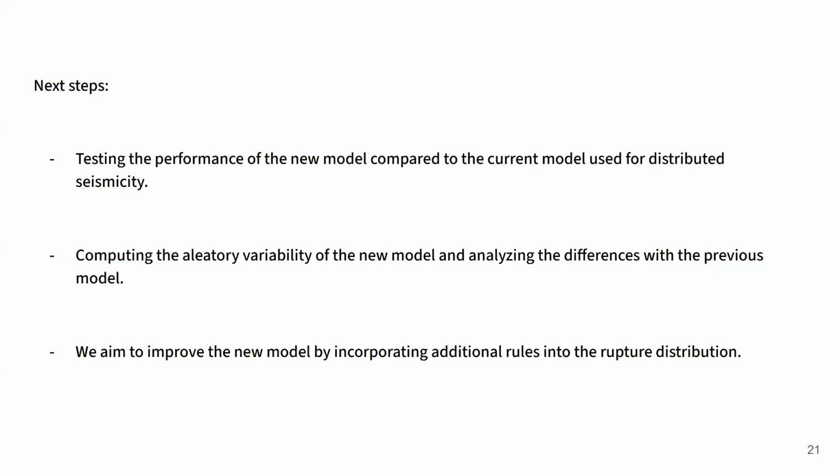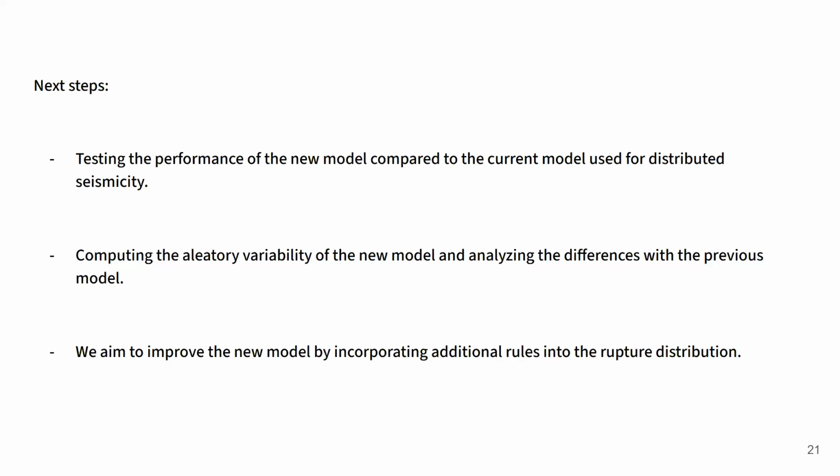So I'm already working on a new step to improve it, but I don't have time to talk about this now. But maybe in the next presentation I will do it. The next step is that I want to test the performance of the new model compared to the current model used for distributed seismicity. So I have some ideas how to test it. Just creating some synthetics and comparing the mean of the J function with the J function from the catalog is a good way. But there are a lot of new things to do for the test, and I need to do all the tests.